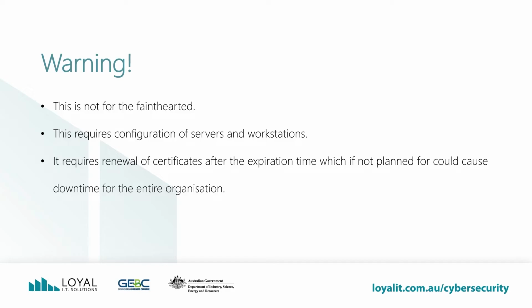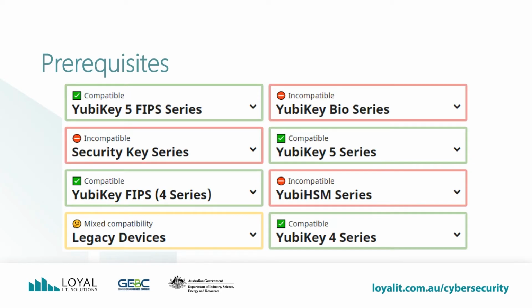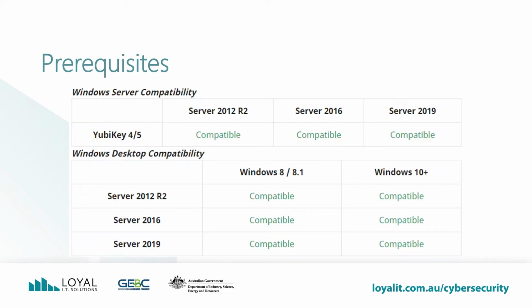It requires renewal of certificates after the expiration time, which, if not planned for, could cause downtime for the entire organization. This configuration requires a specific set of YubiKeys. This demonstration will use a YubiKey 5 series key. We need to make sure both your servers and workstations support YubiKeys. The rule of thumb is you must be running Windows Server 2012 R2 or above as your server, and Windows 8 or above on your workstation.